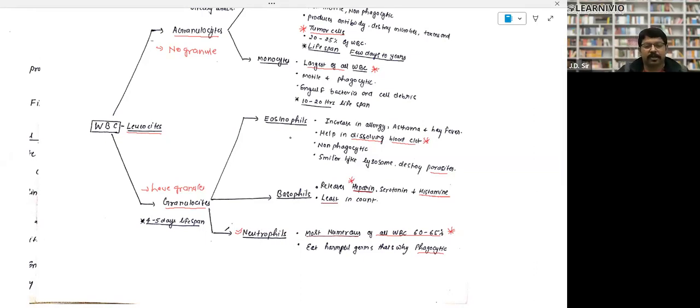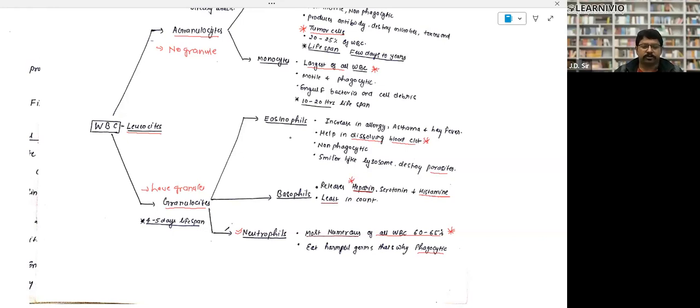Eosinophils increase their number in allergy, asthma, and hay fever. They help in dissolving the blood clot. They are non-phagocytic, meaning they do not eat bacteria. Similar to lysozyme, they destroy the protistans. So they are responsible for dissolving blood clotting, which you need to keep in your mind.